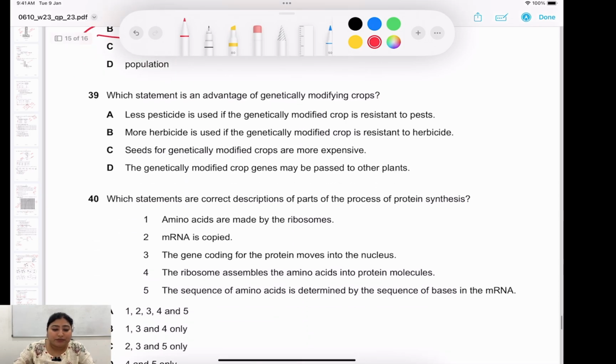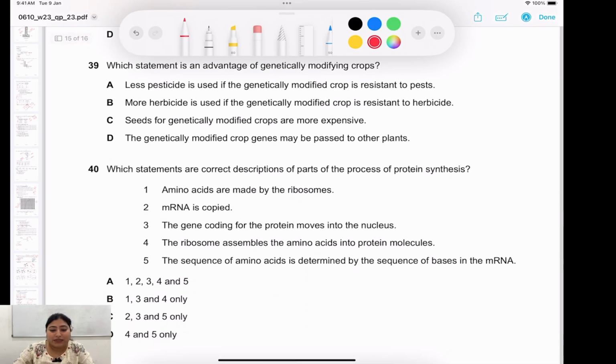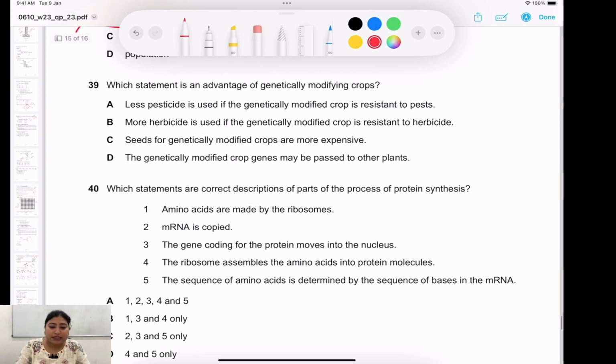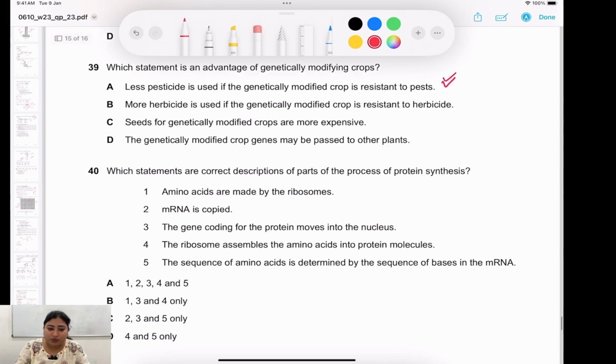Then question number 39. Which statement is an advantage of genetically modifying a crop? Now if you check the options, less pesticide is used if the genetically modified crop is resistant to pests. Seems to be the right answer. Let's see the other options as well.